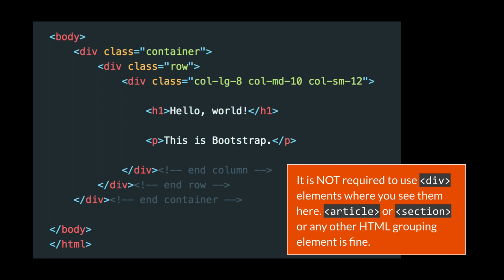Now, there's a second kind of container class called container-fluid, but I would say as a beginner, just forget you ever heard that. Just use class equals container on your outermost div, and then inside that put a row, and inside that put at least one column.